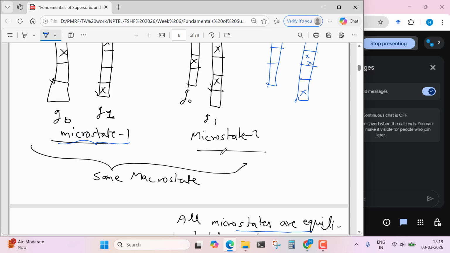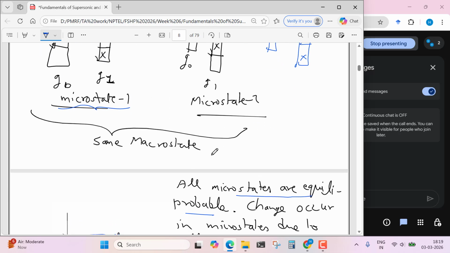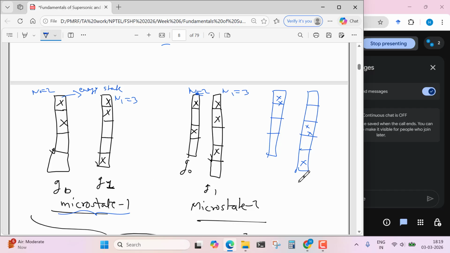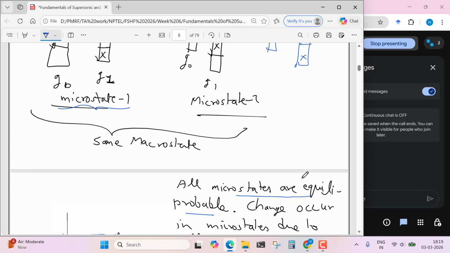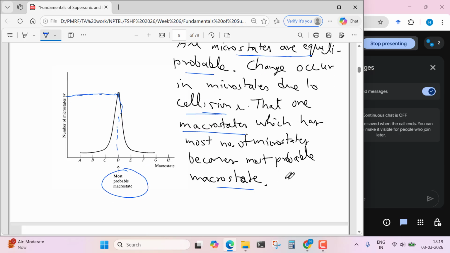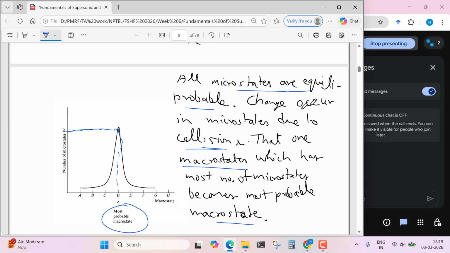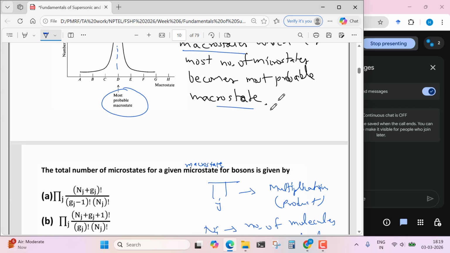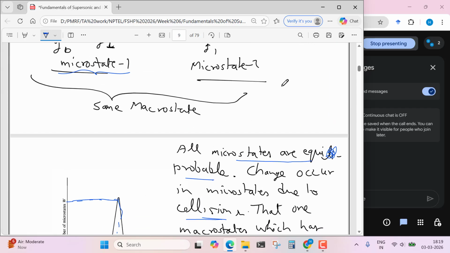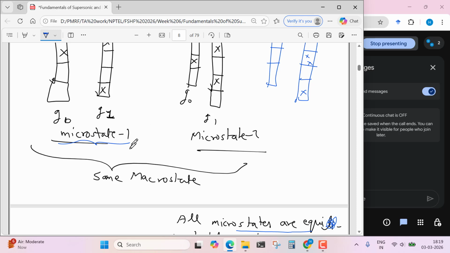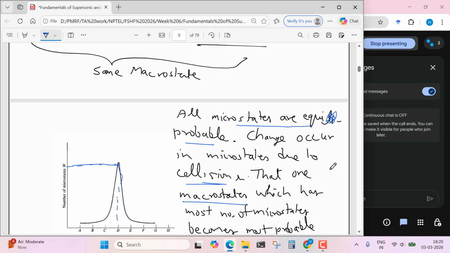So all these microstates are equiprobable. It means that the probability of these microstates occurring is the same. All microstates are equiprobable, and changes in microstate occur due to collision. Let's say in our example, if we are going from microstate 1 to microstate 2, the macrostate will remain the same, but our microstate is changing, and it will happen due to collision only.